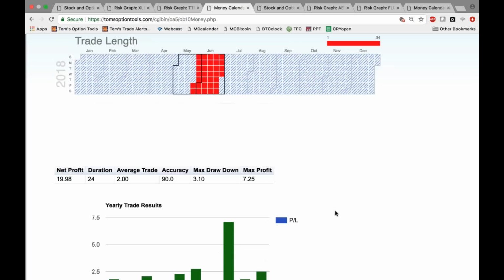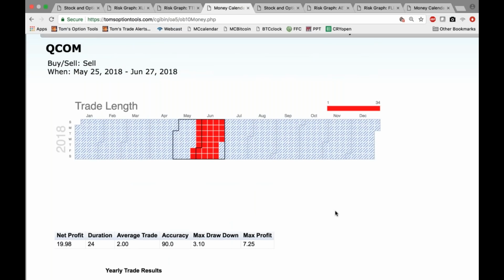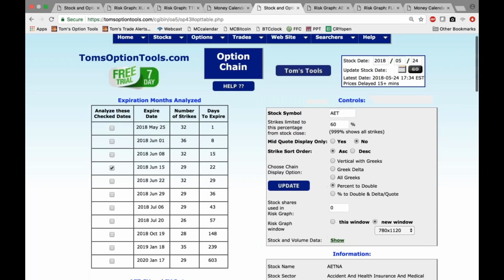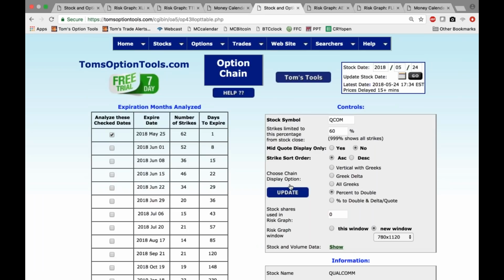So the question is that we spot the opportunity. Can we create a low risk trade from it? That's the big thing that we want to try to do. So I'm going to go back to my option chain. I'm going to type in QCOM, and I'm going to see if I can do something here. Remember, spot the opportunity first. We may not be able to create a low risk trade. Here's June 29th, 2018.